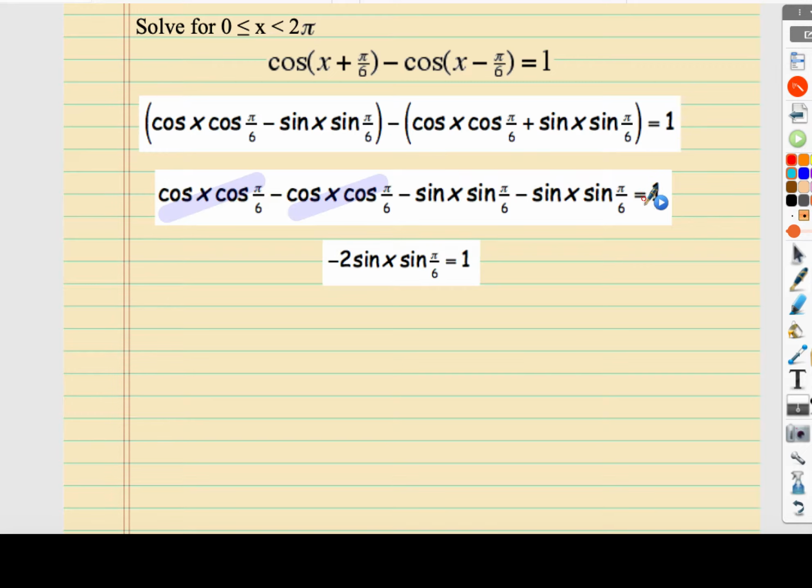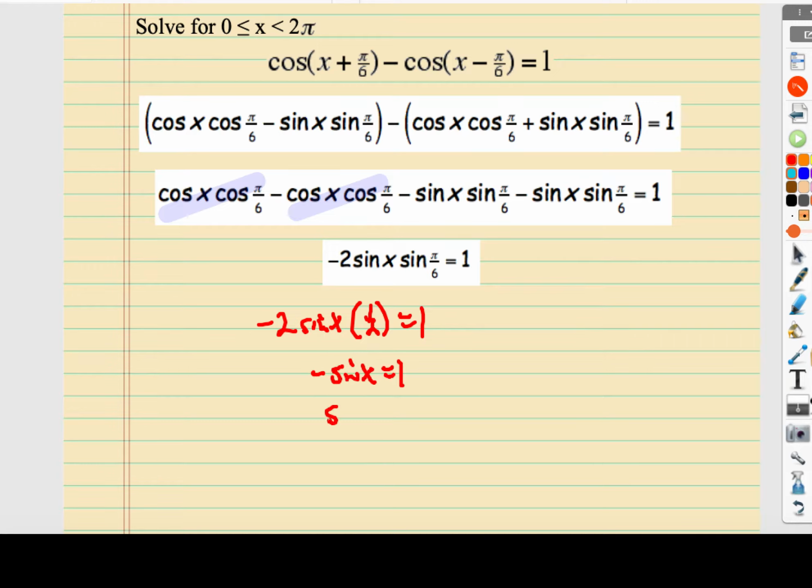So basically, the first two cancel away. Cosine times cosine minus cosine times cosine. The second two just double up, so I get negative 2 sine of x, sine of pi over 6. Now is a great time to find the sine at pi over 6, which is the sine of 30 degrees. That is equal to 1/2. Negative 2 times a half is negative 1.